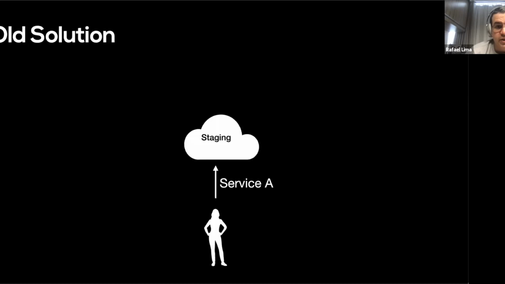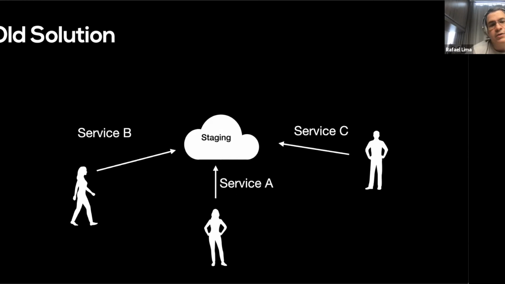Our old solution was called staging. An example of the problem we had in staging: we have a person trying to test a service called service A. Another person would come and say, hey, now I want to test my service B in staging. A third person would come and say, hey, I want to test my service C on staging. So the problem would already be that the person from service A might not know that the person from service C is testing service C, right? So service A might think that service C would be a reliable service, but that service is still being tested.